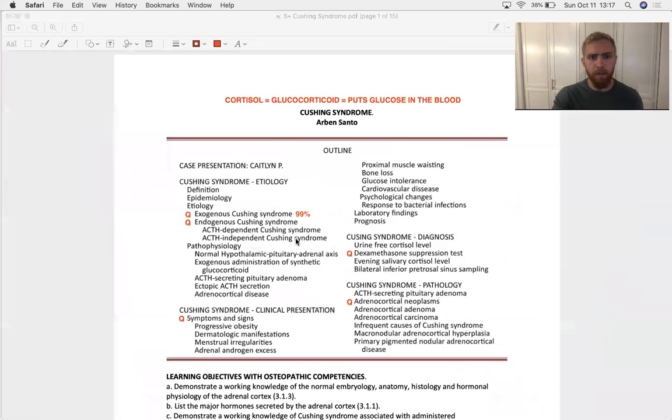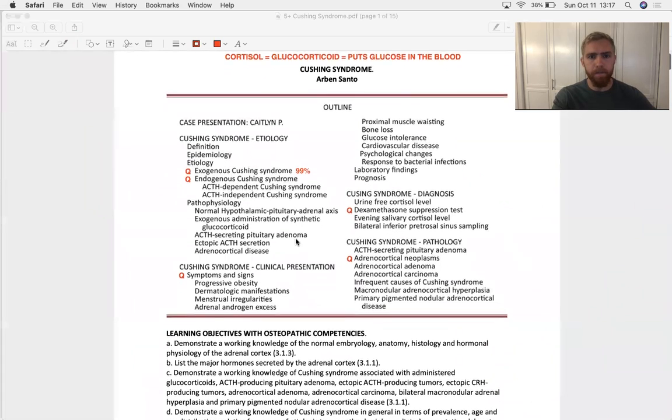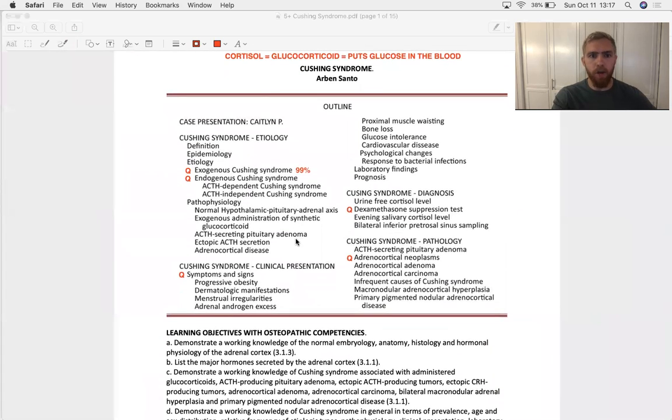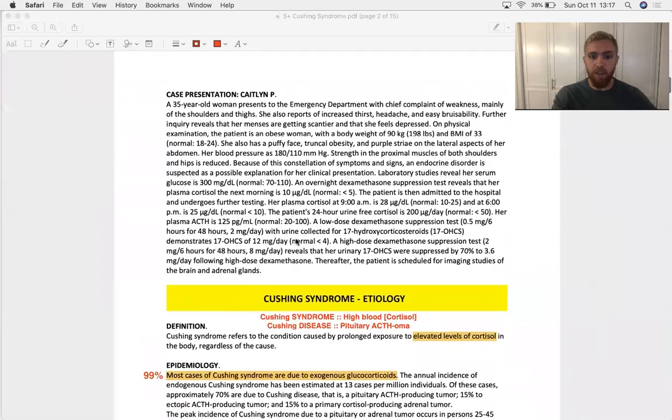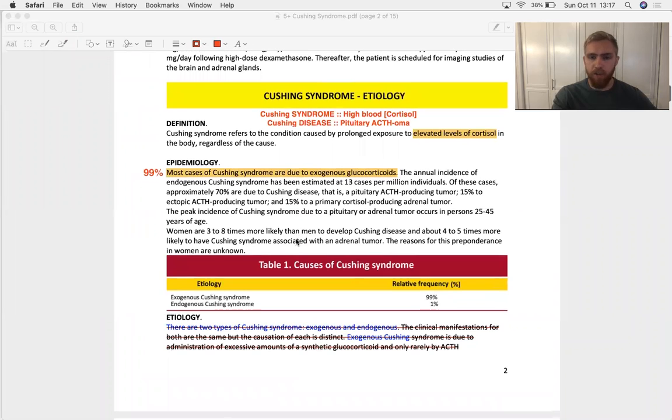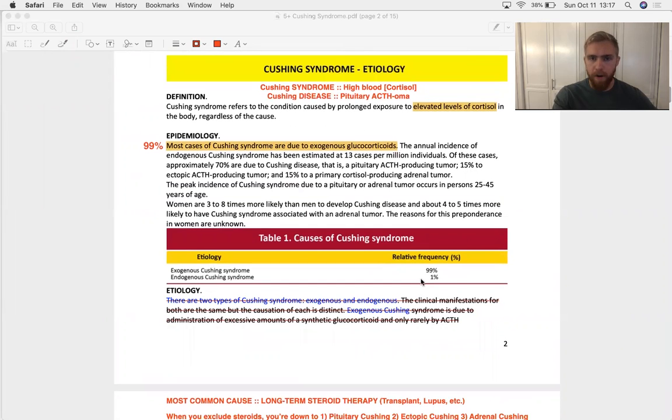Let's get to this SDL. So Cushing syndrome, again, means you have too much cortisol in the blood, and the primary cause of that is going to be a patient that's taking exogenous glucocorticoids. So prednisone, dexamethasone, the examples we just saw. It's called Cushing syndrome anytime you have high blood cortisol concentrations, but it's called Cushing disease whenever you have a pituitary tumor, primarily an adrenocorticotropic hormone secreting tumor.